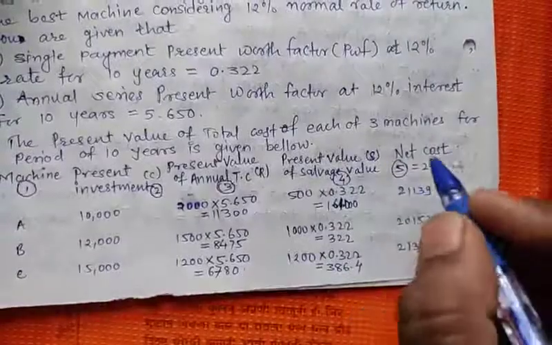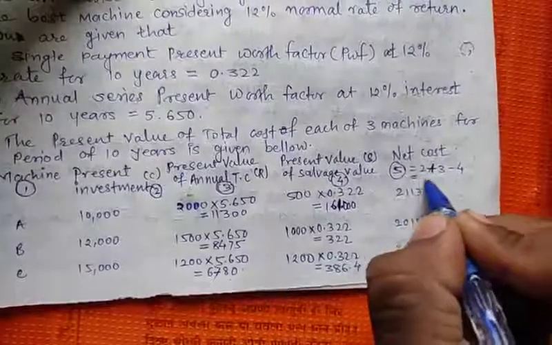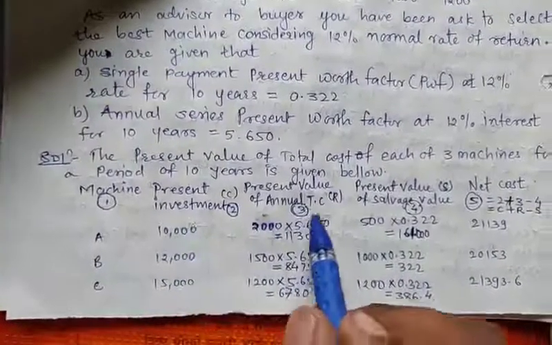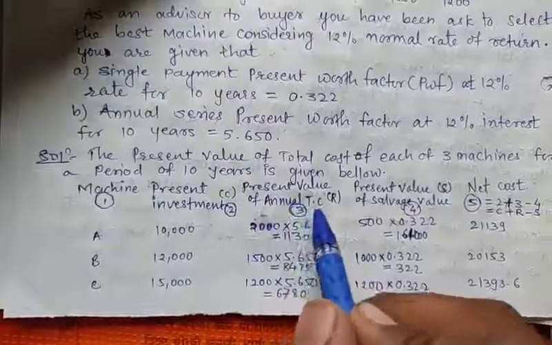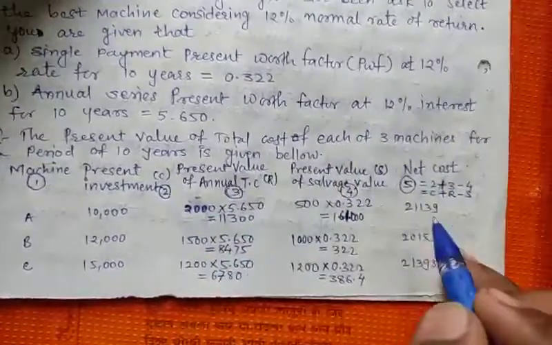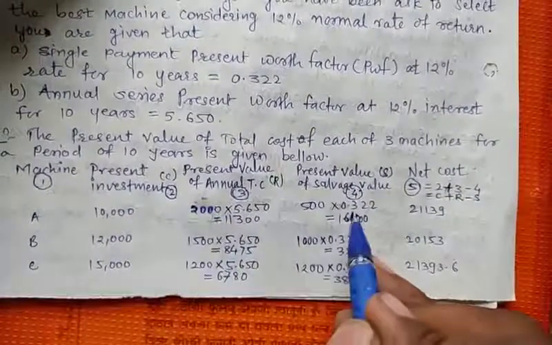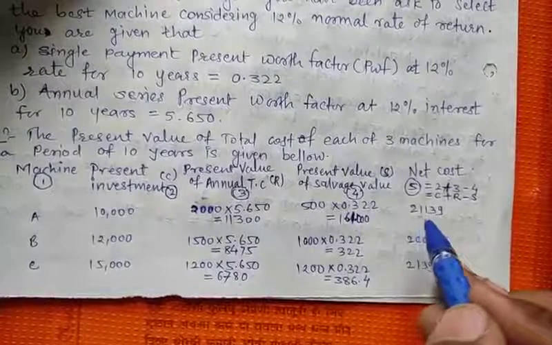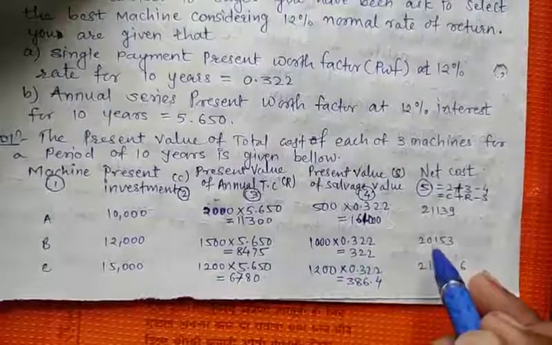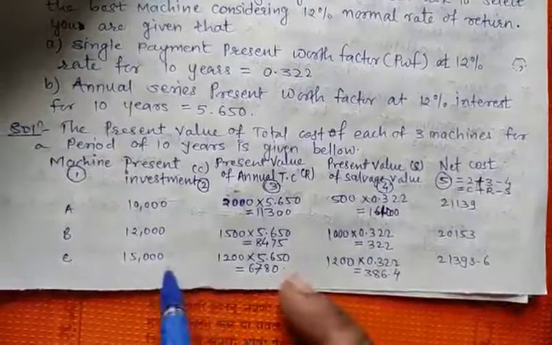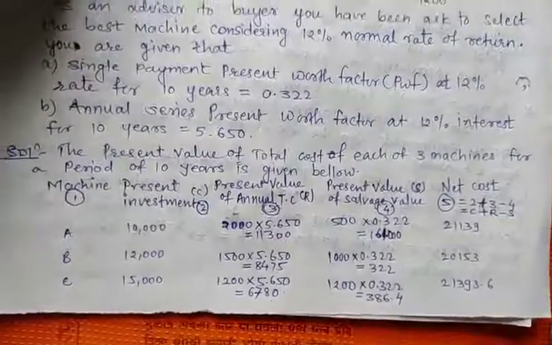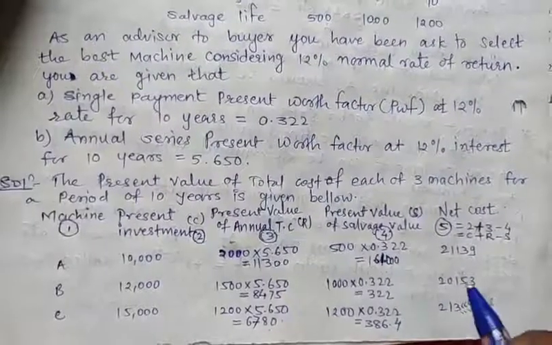So using this, net cost is C plus R minus S. C is the present investment, R is the present value of annual total cost, and S is the present value of salvage value. So C plus R, adding these two and subtracting this, we get 21,139. Adding these two minus this, we get 20,153, and lastly adding these two and subtracting this value, we get 21,393, right?